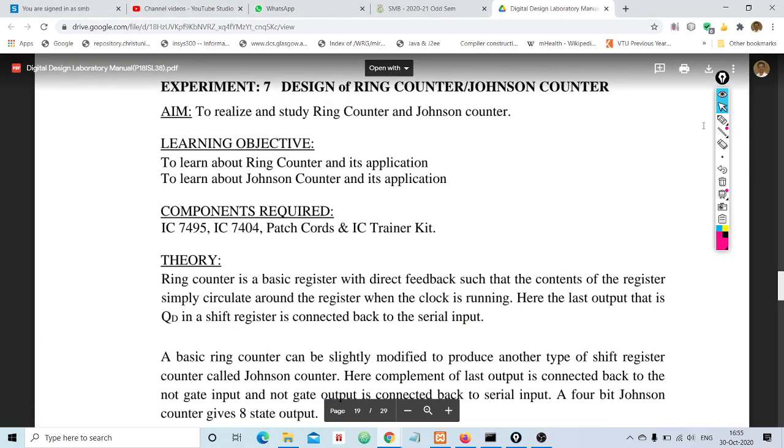Hi one and all. So in this video we shall study two types of counters called ring counter and Johnson counter. This is experiment number 7. Once again, this experiment also falls under part A.